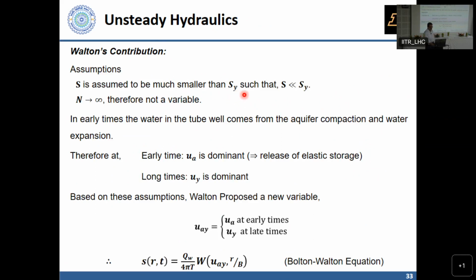Wharton contributes a simplification to this problem. Assumes that S sub y is much, much larger than S, therefore N is not an issue. And essentially he says that at early time, I'm going to define my U, the similarity variable, as U sub A. U sub A at early times is essentially being given by storativity coming from compressibility effects, but at later times because of specific yield. So same U, but it has different values depending on whether we are at early times or at later times.